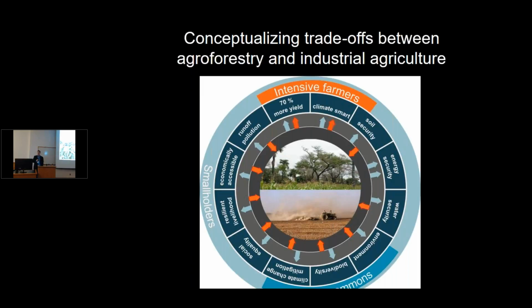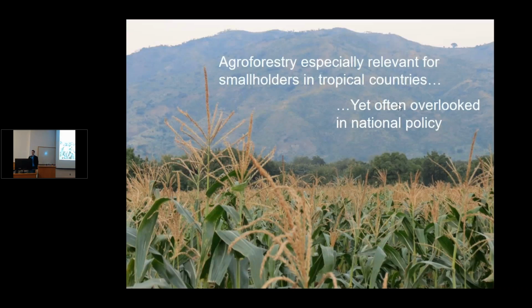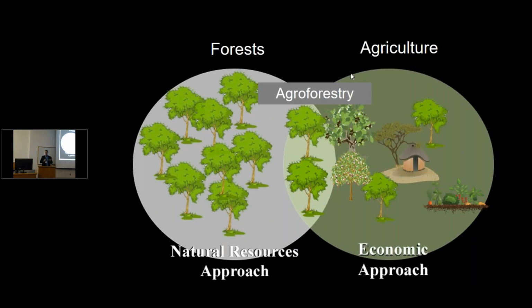Agroforestry is probably especially relevant for smallholders in tropical countries, and yet it's really overlooked in national policy. Part of the reason is that agriculture and forestry are seen as two separate domains. We don't have ministries of landscapes. We don't have ministries of agroforestry, but we have ministries of agriculture and ministries of environment typically.